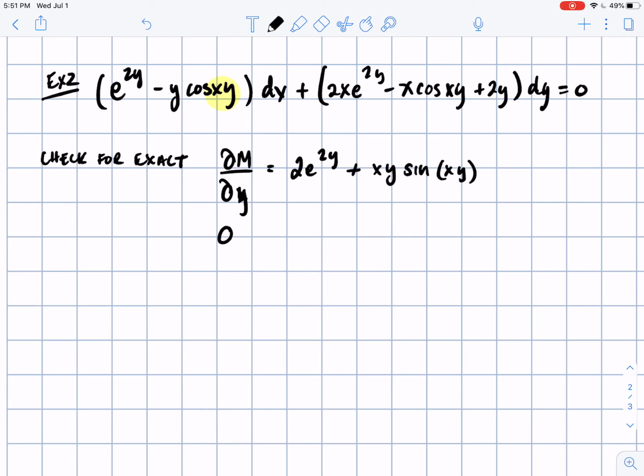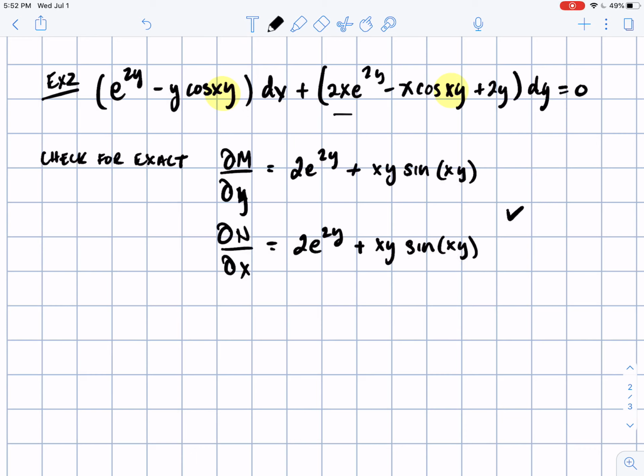Right? Now, is that the same for your partial of N with respect to x? So here, you get 2e^(2y) minus, same idea here, which is going to turn into a positive, and you're doing that same partial with respect to x now, which is just going to be y. So it's still x y sine xy. So this does check.